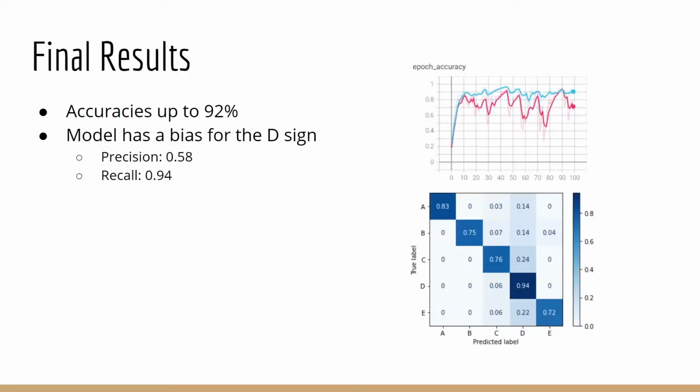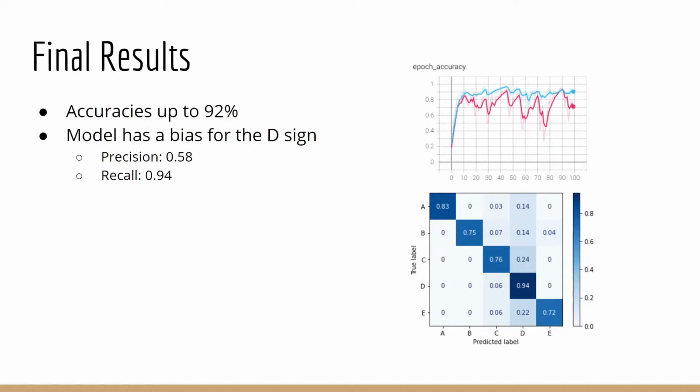The final results of our model were promising. We were able to get accuracies up to 92%. We found that training the model to 43 epochs was the most optimal because the model starts to severely overfit in the late 40s. From the confusion matrix, we could see that our model has a bias towards the D sign.